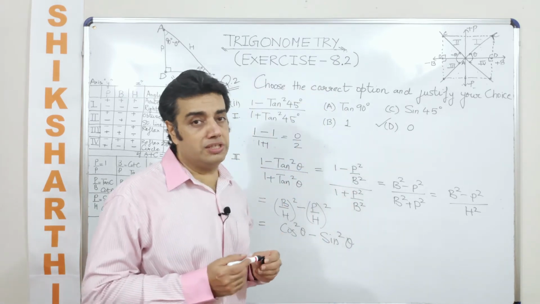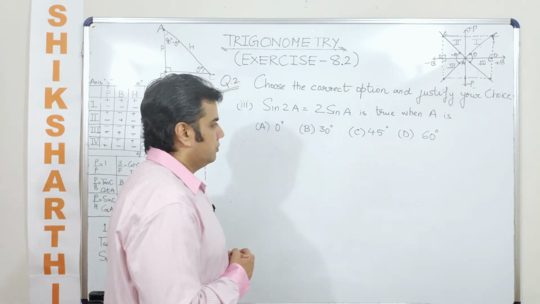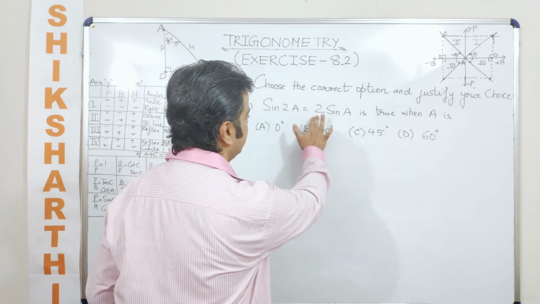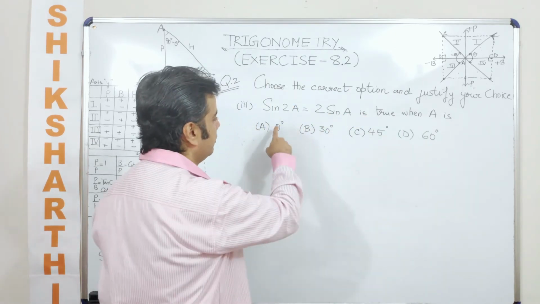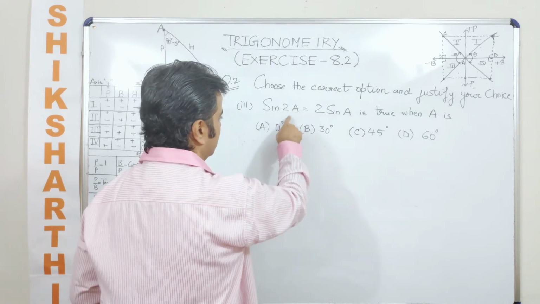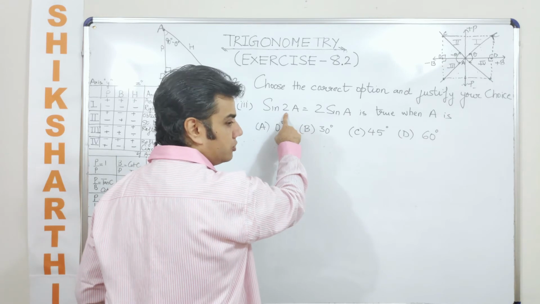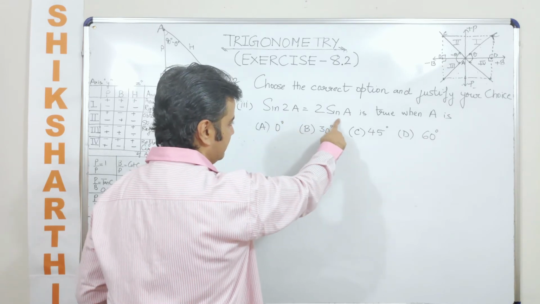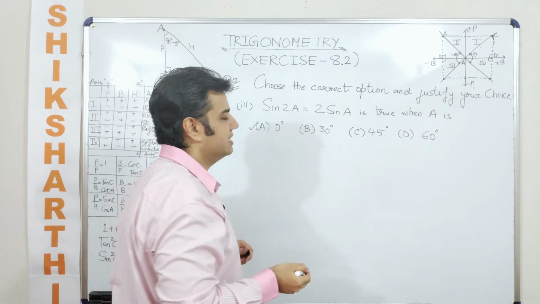Let's move to the third subpart. The third subpart talks about sin 2a is equal to 2 sin a. This identity is true for which value of a? You have to select the value of a. So you can simply go to the options. If I pick up the value of a as 0, so sin 0 is what? Sin 0 degrees is 0, and at the same time 2 sin 0 degrees is equal to 0. So incidentally you come across the first option only, which is correct.